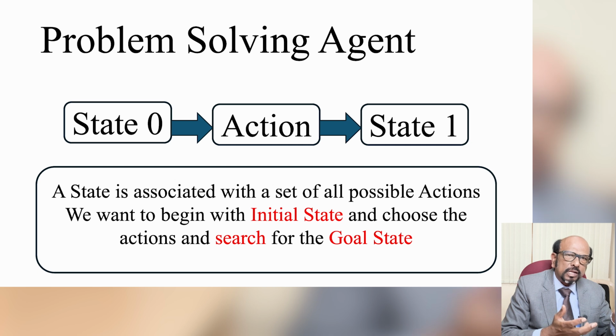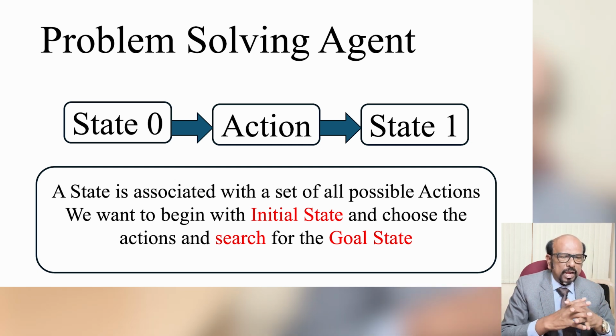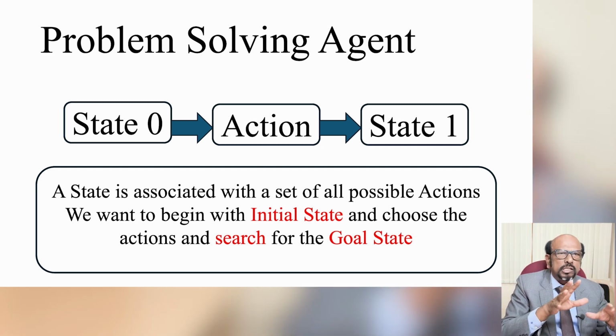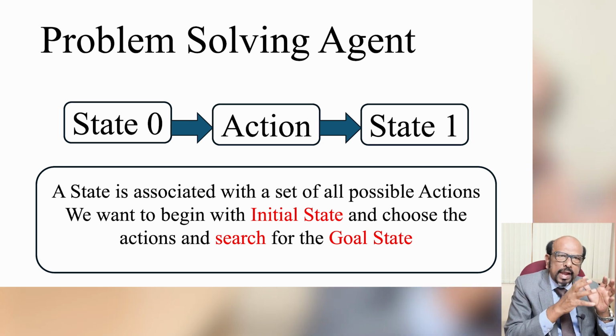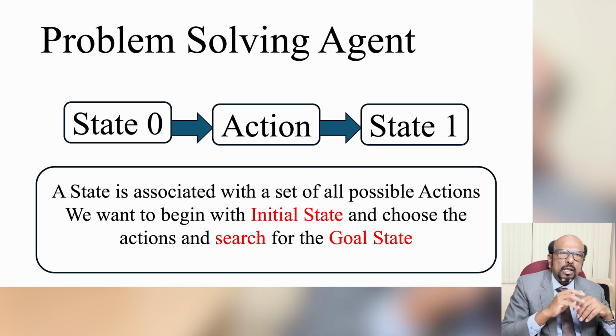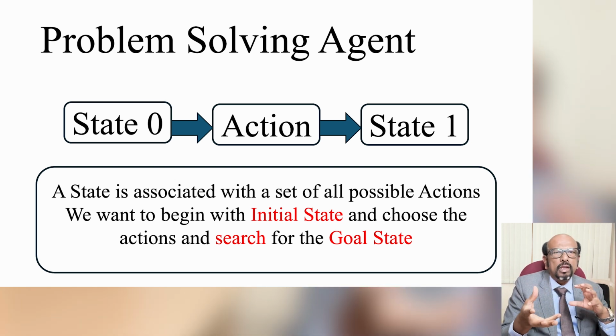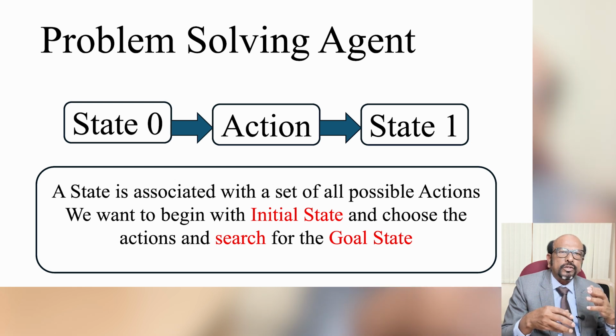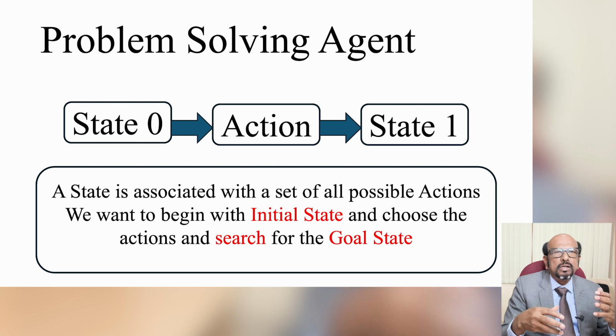So we are in the initial state. At the initial state, we will have a few possible actions. From a particular state called state 0, if you take an action, it will take you to state 1. So it is improving. Then you take another action, state 2. You take some other action, state 3. And finally, we will reach the goal state. The goal state will have the solution.